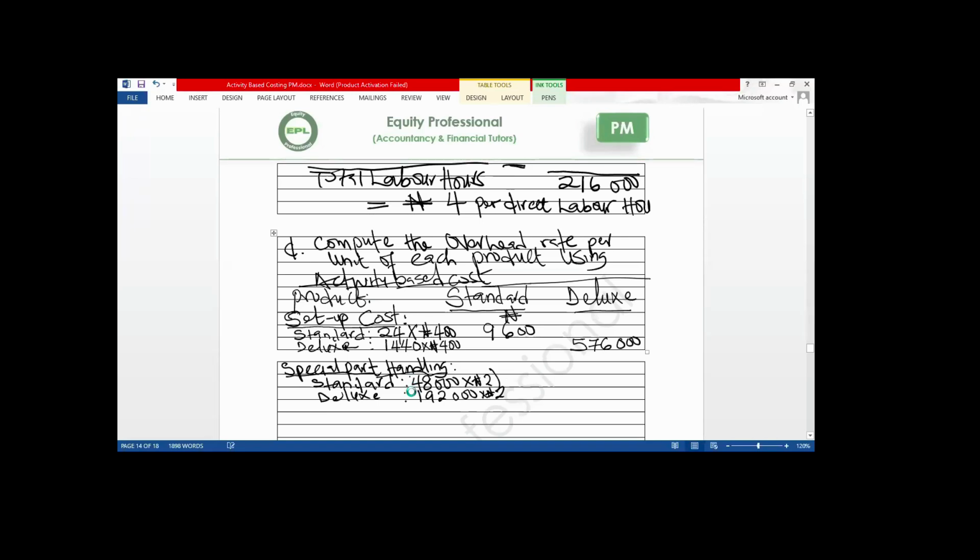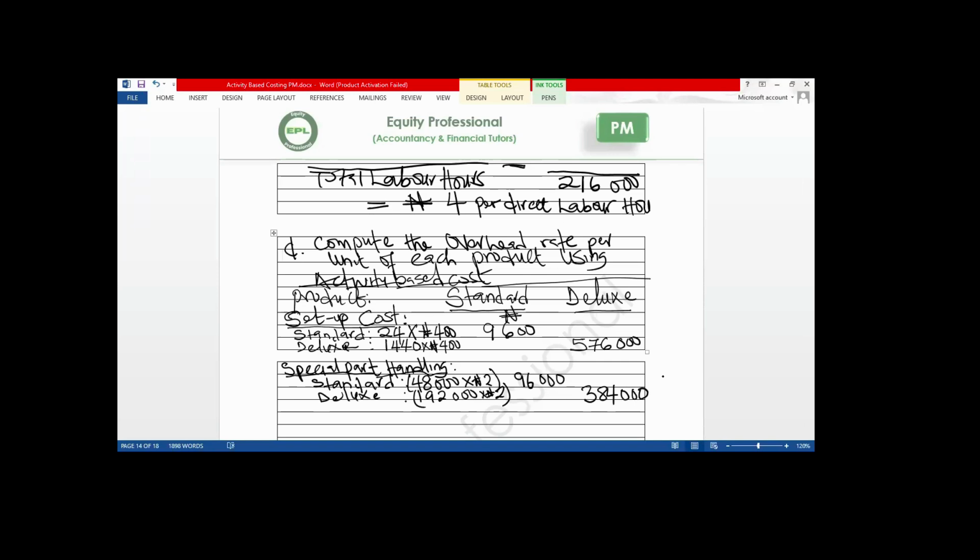96,000. I'm trying to put this in bracket. This will give me 96,000. Then for jewelers, place under jewelers. 192. What do you have? 192 times 2,000 gives 384,000. To confirm that you are correct, sum 96,000 plus 384,000. It should give you the total overhead of setups.